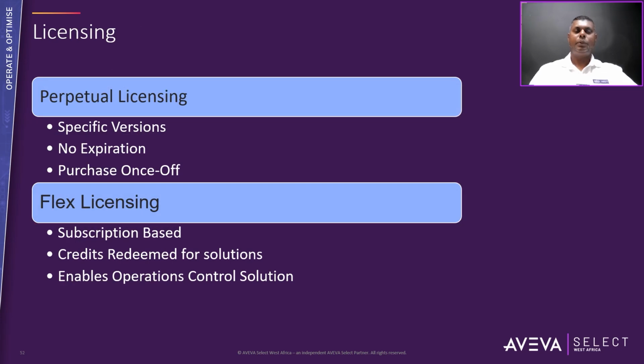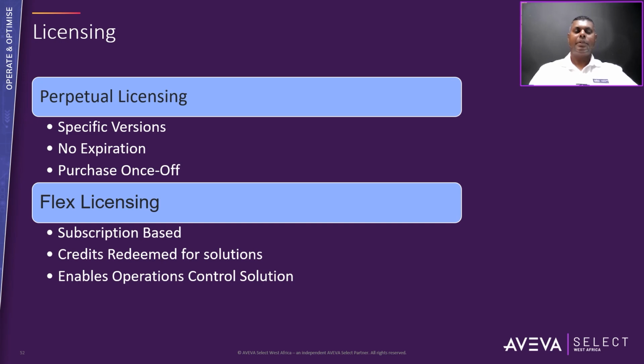Plant SCADA uses two types of licensing models: perpetual licensing and flex licensing. Perpetual licenses are permanent and fixed to a specific version with no expiration date and is purchased once off. Additional server, workstation, control client, view client, and Plant SCADA Access Anywhere licenses may also be purchased separately as add-ons as required.